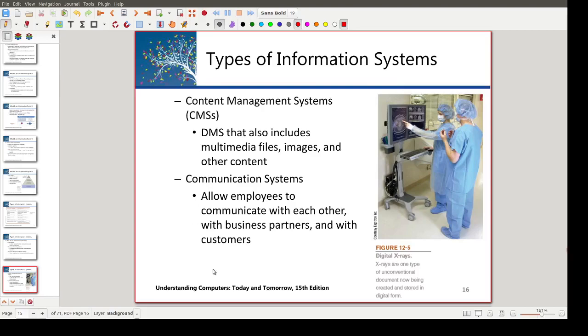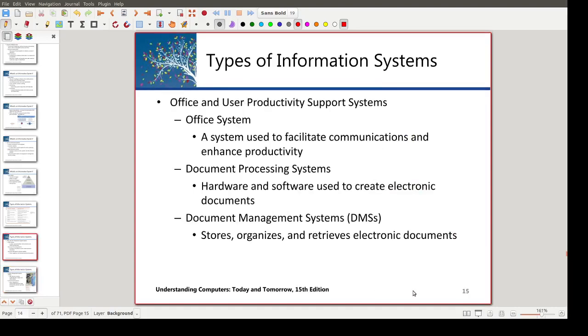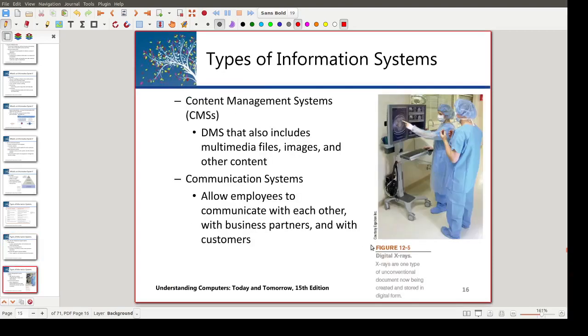for example, the image on the right, it is a digital X-ray. X-rays are one type of unconventional document, so it is also a document now being created and stored in digital form. So it belongs to a document management system. It stores, organizes, and retrieves electronic documents. But content management systems are also document management systems that also include multimedia files, images, and other contents. So digital X-rays belong to these CMSs.